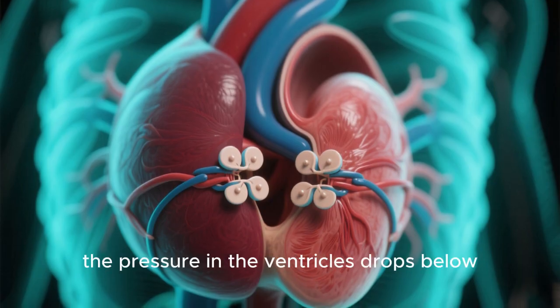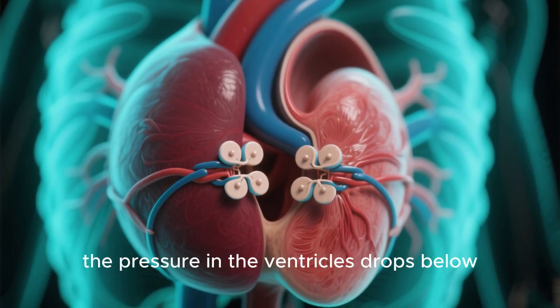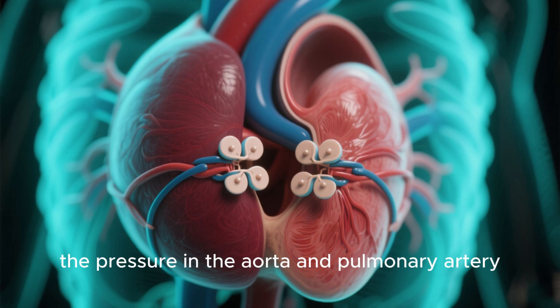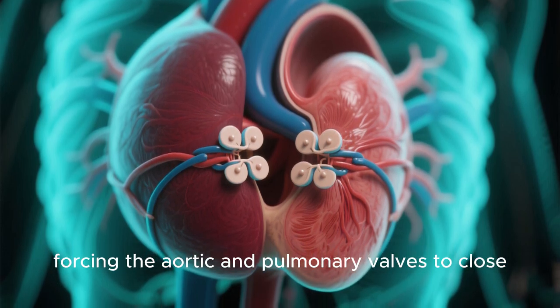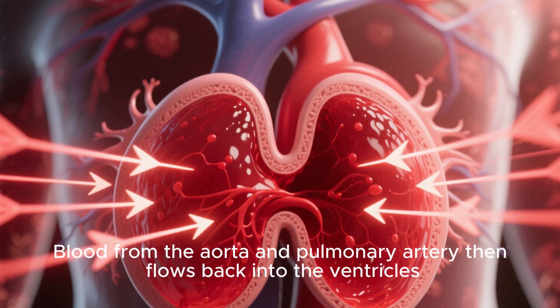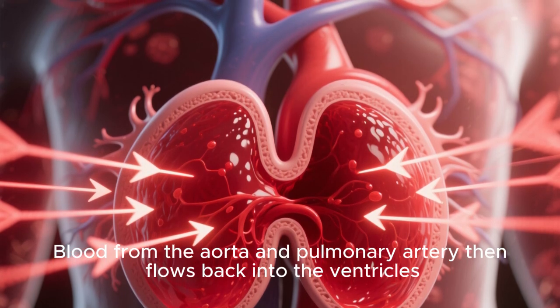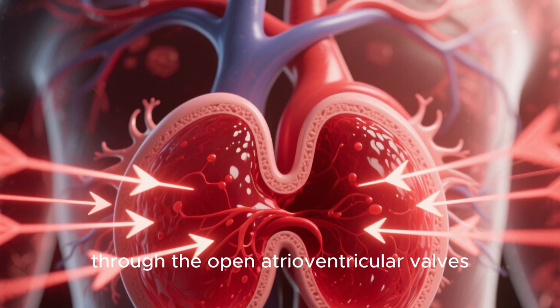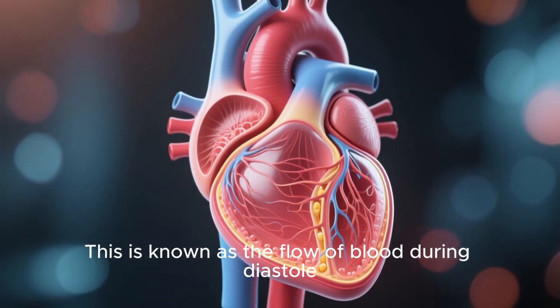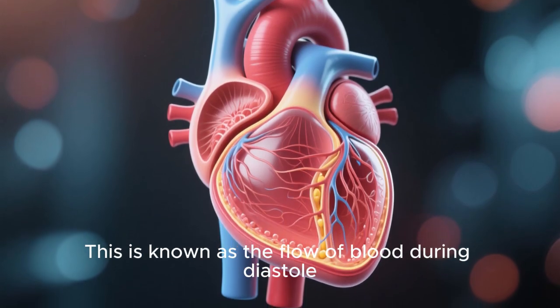During this phase, the pressure in the ventricles drops below the pressure in the aorta and pulmonary artery, forcing the aortic and pulmonary valves to close. Blood from the aorta and pulmonary artery then flows back into the ventricles through the open atrioventricular valves. This is known as the flow of blood during diastole.